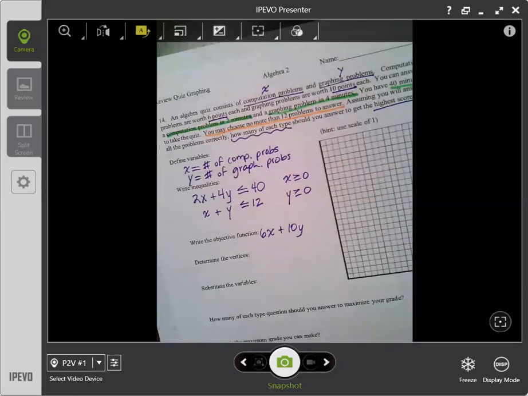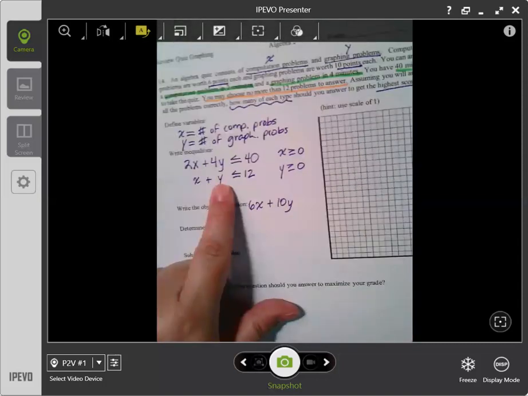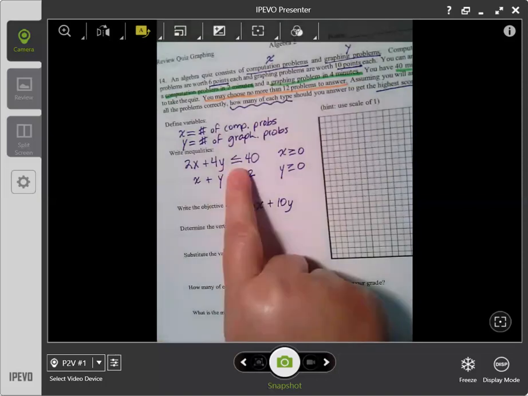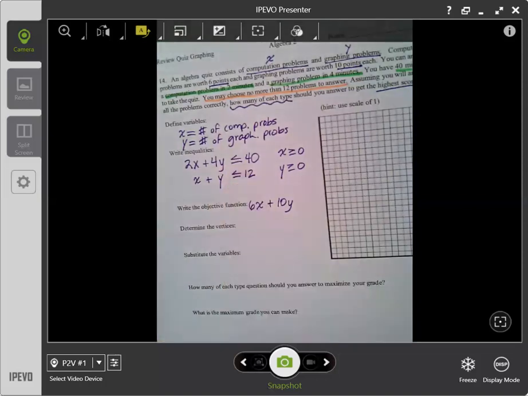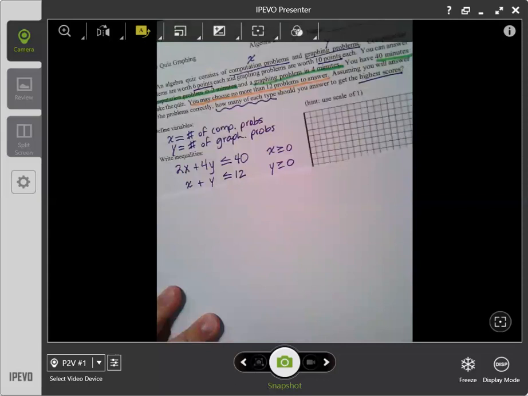Okay, so next thing I have to do is graph these. If I'm going to graph these, I know that both of those are going to be solid lines because they say or equal to. So I have to graph these lines. I don't have to worry about making them dashed, but I do have to worry about where they are. So I'm going to take the first one.